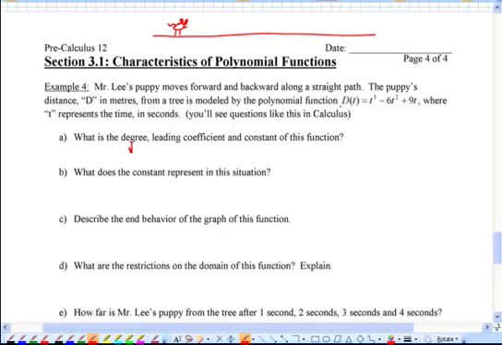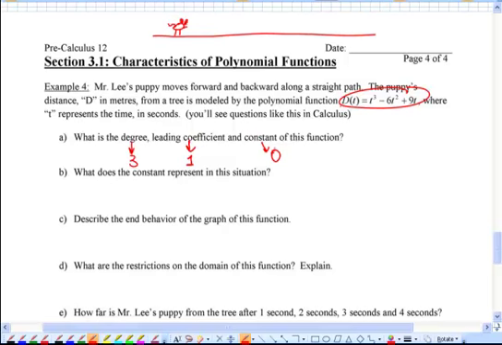Well, the degree would be, looking at this function here, yes, 3. The leading coefficient would be, yes, 1. And the constant of this function, that means the one without the t's, well, it's actually not here, right? This doesn't exist, so you can either say the constant is 0, because it doesn't exist, or just say no constant. Both will be okay.